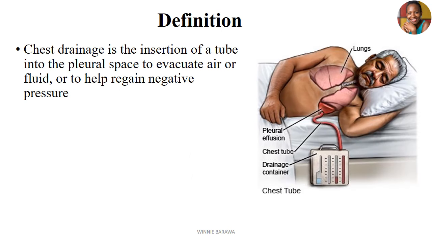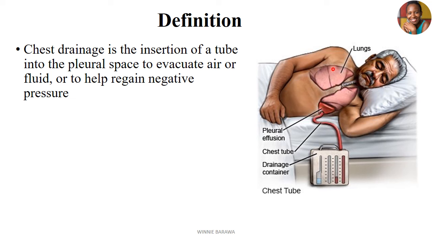By definition, chest tube drainage is the insertion of a tube into the pleural space to evacuate air or fluid or any other substance that is occupying the pleural space. The main aim is to help the pleural space regain its negative pressure so that we can re-expand the lungs, which have collapsed, mostly from pleural effusion cases or pneumothorax.